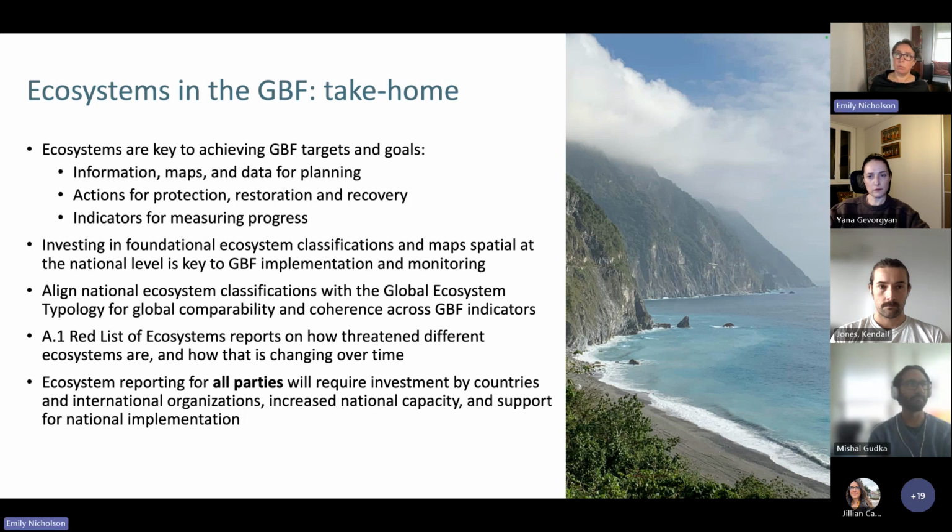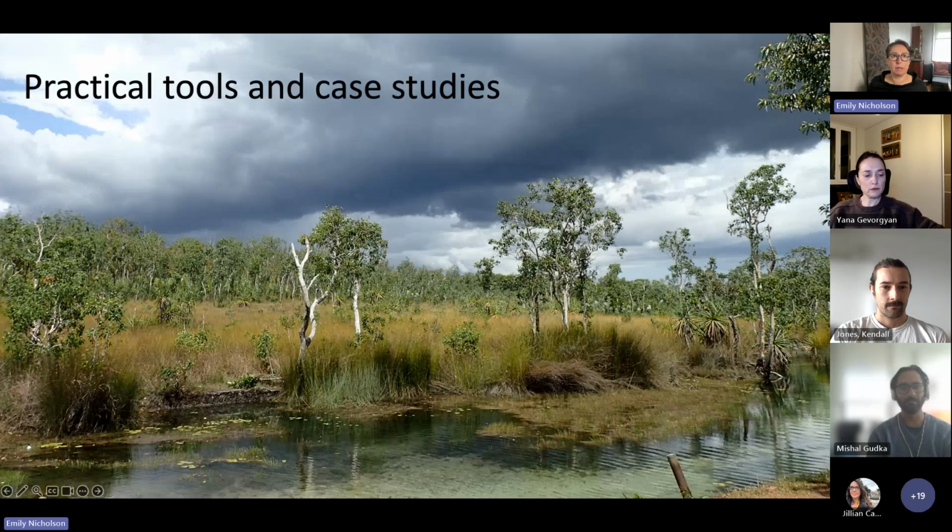And finally, I think what we're very aware of is that ecosystem reporting for all parties at a national level is going to require investment by countries, but also by international organisations and the community. We need to increase national capacity and support for national implementation, which is going to be key to the success of the Global Biodiversity Framework and its monitoring framework. And on that note, I'm going to finish up, as I ran only a little bit over time, my apologies, and move on to our panelists.